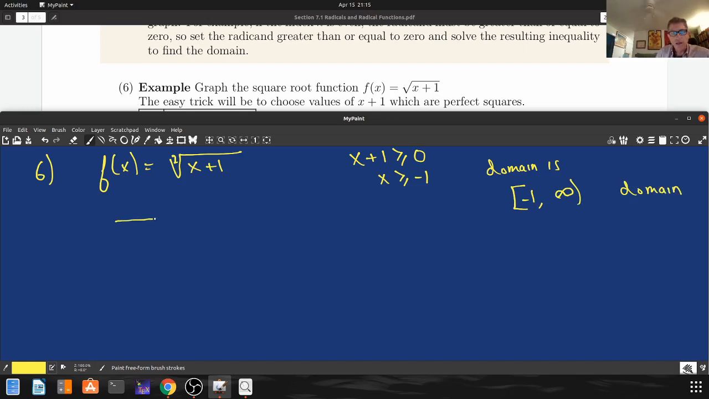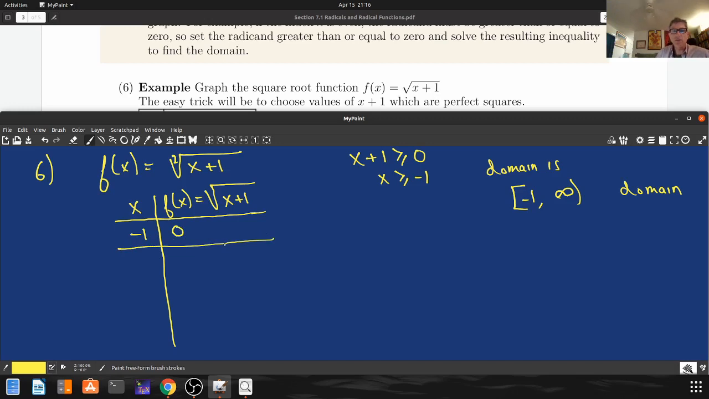So I'm going to do this by a table of values. x and f of x. Remember, f of x is equal to y, such that it is the square root of x plus 1. And every number I choose must come from this domain. So let's choose minus 1. Well, the square root of minus 1 plus 1 is the square root of 0, so I get 0.